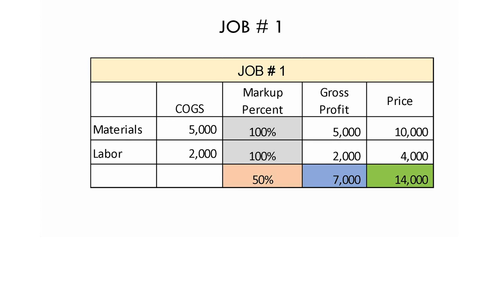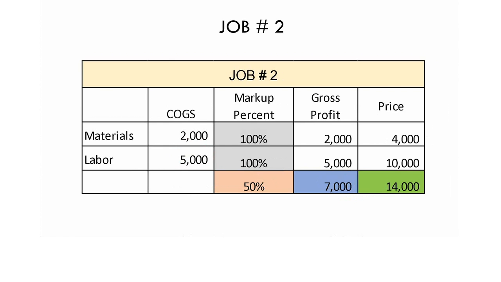For job number 1, the materials cost is $5,000 and labor is $2,000. We mark both of them up 100%. So our gross profit for materials is $5,000 and labor $2,000. Our total gross profit is $7,000. Our price for the job then is $14,000. So that's $2,000 in labor, and that has $7,000 in gross profit.